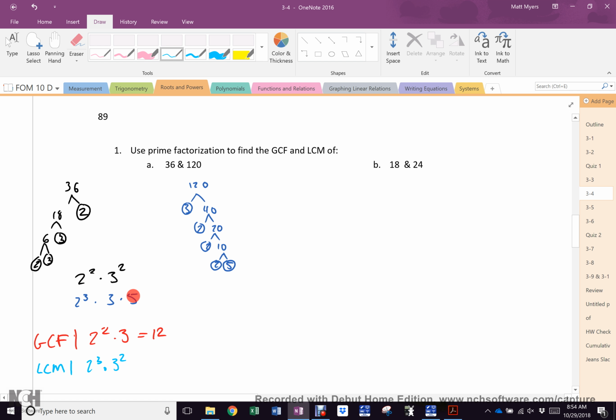And I got to count the 5 because I got to count everything once, correct? Times 5. What's 2 cubed? 8. What's 3 squared? 9. What's 8 times 9? 72. 72 times 5?